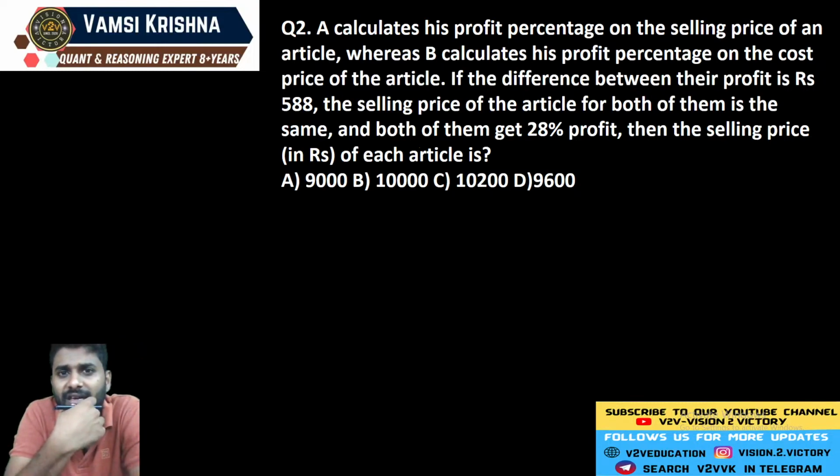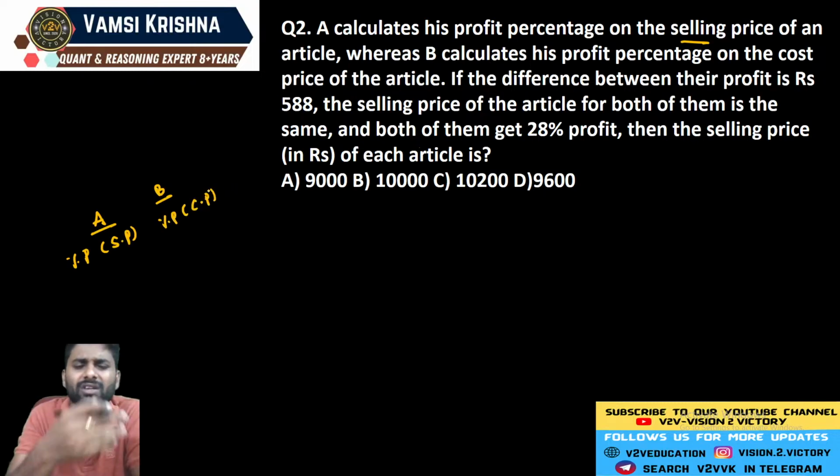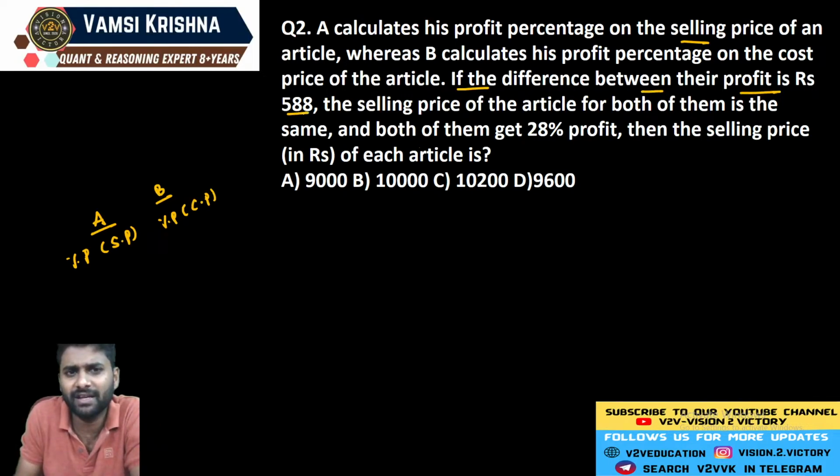See the question here. A calculates his profit percentage on selling price. Here person A calculated profit percentage based on selling price, and B calculates his profit percentage based on cost price. And you already know that any percentage of profit or percentage of loss is always calculated based on cost price. Now here, the difference between their profits is 588. The selling price of the article for both of them is the same and both of them get 28% profit.